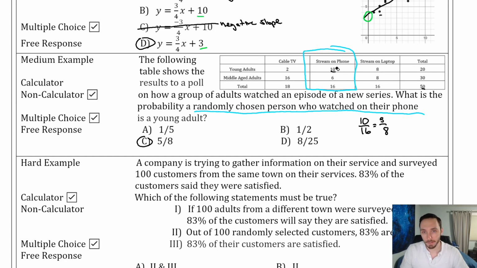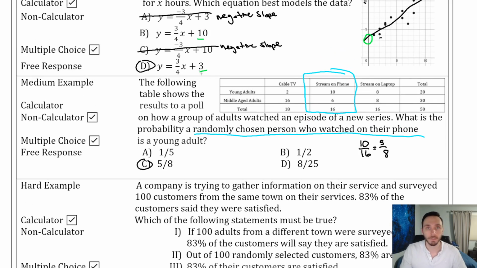So oftentimes these multiple choice questions, not even oftentimes, I want to say 100% of the time, the other choices are intentionally misleading, intentional distractors. They write problems in these ways for a reason.